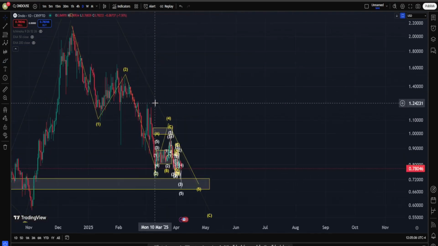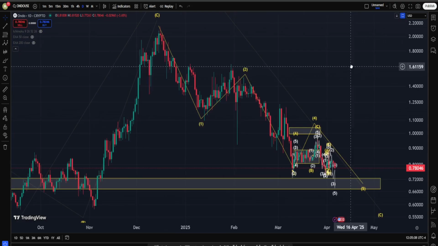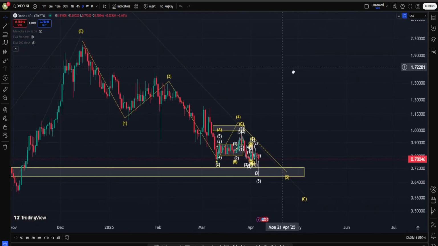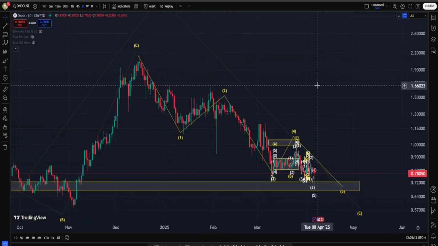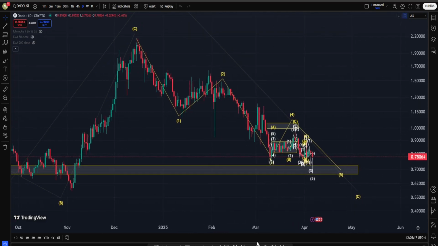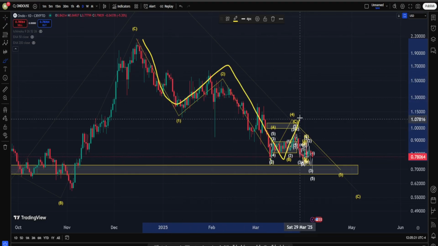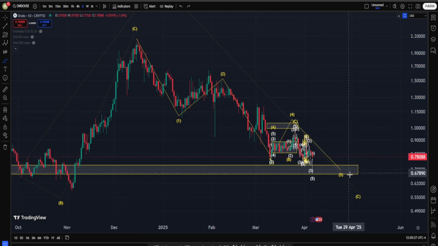And if I just zoom in more, okay, as you can see, into the C leg of our running flat, we need to be able to find a 1, 2, 3, 4, 5 wave impulsive structure down. And I believe this is a 1, this 2, big move down into wave 3, correction for 4. And right now, hopefully, we are on our way to finish this last move down into our wave 5, which means in ONDO, we are actually quite close to the end of our move on the downside.